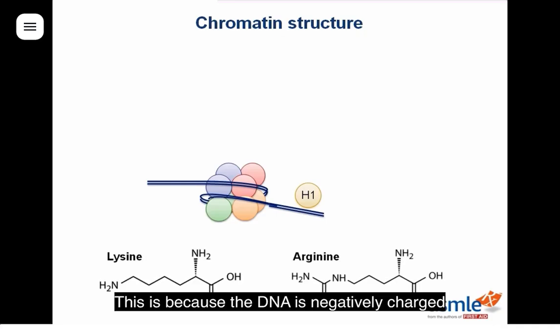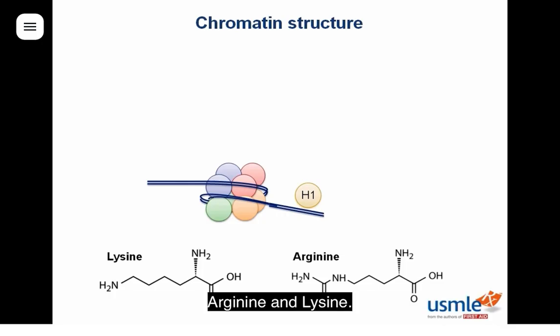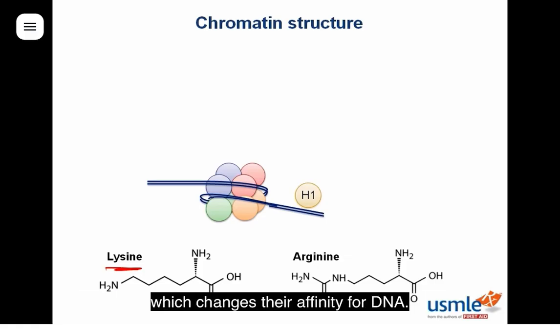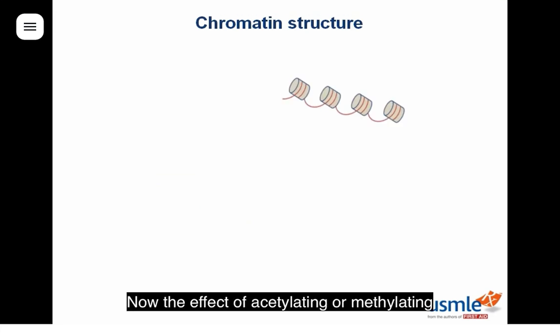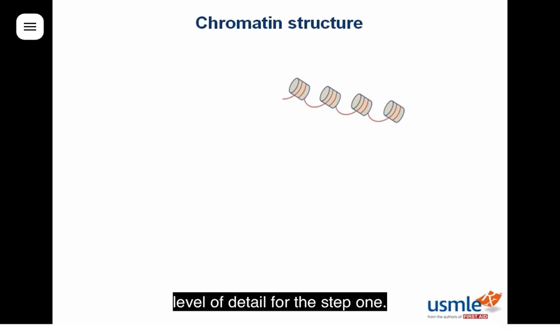This is because the DNA is negatively charged, and histones are rich in the positively charged amino acids, arginine and lysine. The lysines on histones are particularly important because gene transcription is often regulated by covalently adding or removing methyl or acetyl groups on these lysines, which changes their affinity for DNA. Now, the effect of acetylating or methylating amino acids on histones depends on the specific amino acid and the specific histone, and you don't need to know that level of detail for the Step 1.